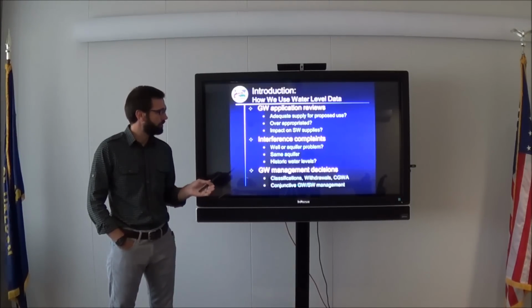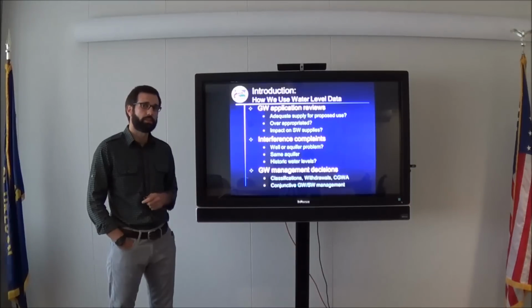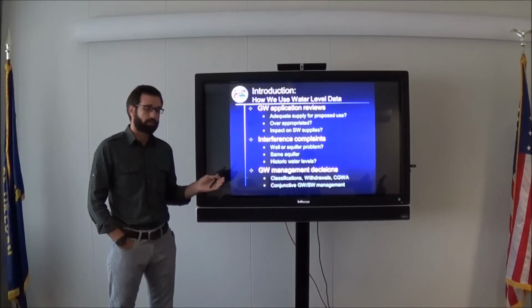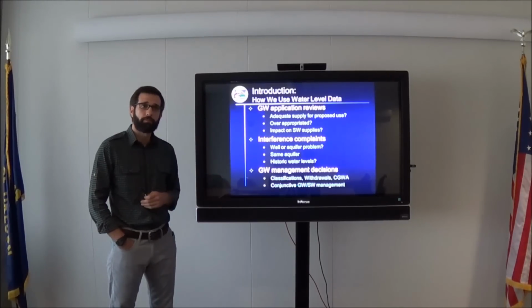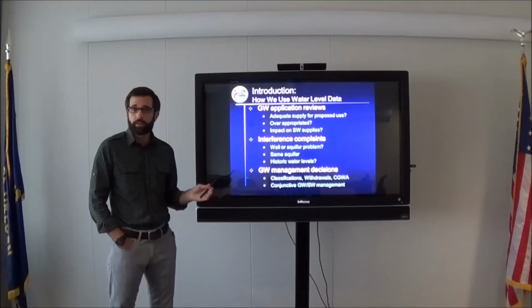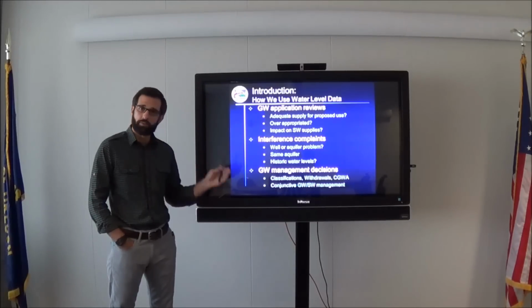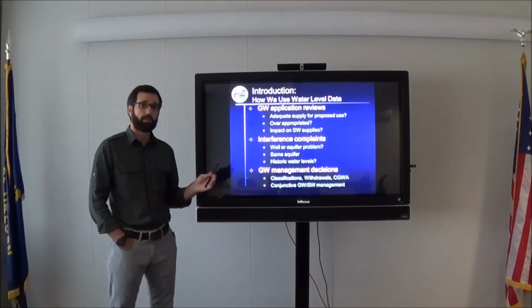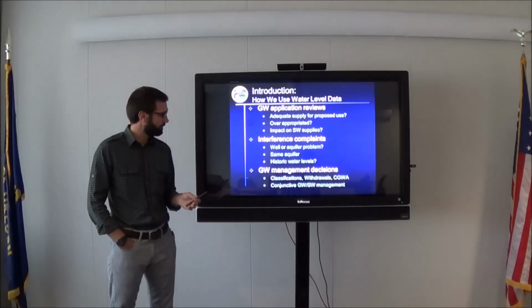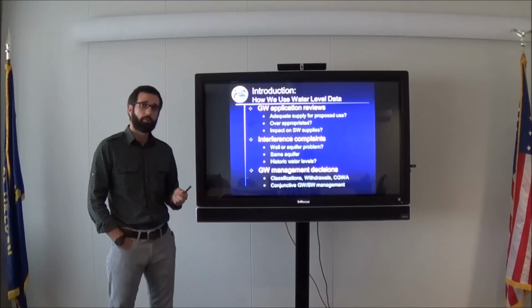And then lastly, we use these in bigger groundwater management decisions, such as classified areas. Do we need to create some groundwater limited areas because we're running out of water in certain places? Do we need to withdraw areas, or do we need to create critical groundwater areas? Finally, we use these when we're looking at conjunctive use between groundwater and surface water.